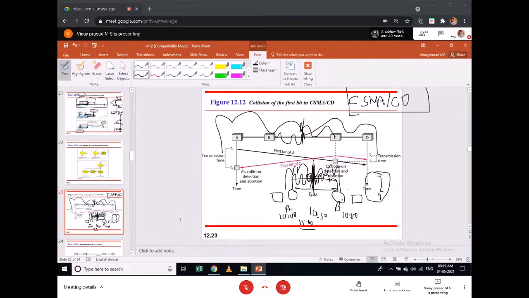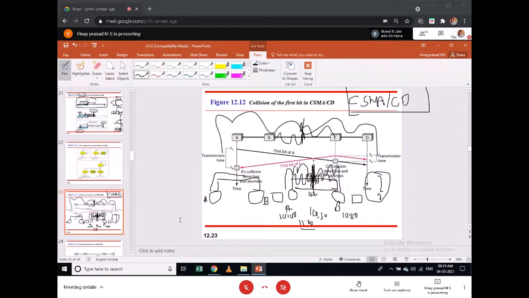So the answer is this. It's very simple. Take the same example: station A is sending, and station B would also be sending.